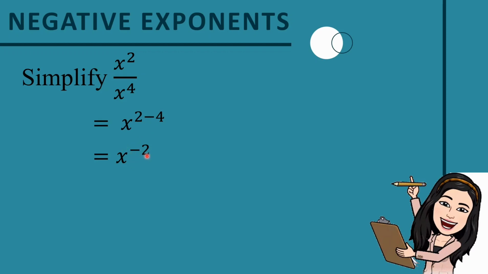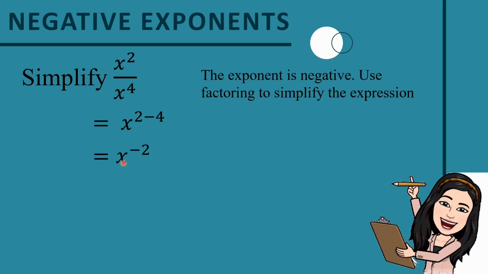And since negative siya, hindi pa siya totally simplified. Okay? So there is a rule regarding negative exponents. So let us take a look at this different method. So the exponent is negative. Use factoring to simplify the expression. I-try naman natin yung factoring or yung repeated multiplication in order to simplify that expression.